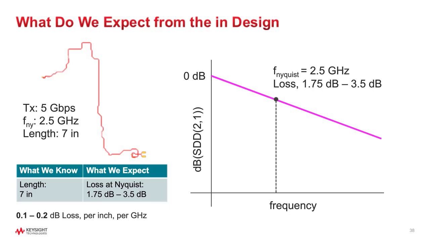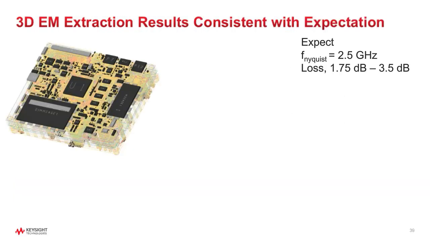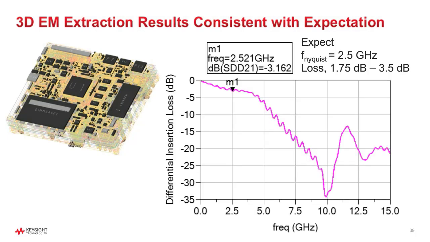Now let's see what the 3D extraction shows. On the right, I've said we expect loss to be between 1.75 to 3.5, and here it is. At 2.5 gigahertz, the Nyquist frequency, the simulation shows minus 3 dB, which is really within our expectation. It's great.